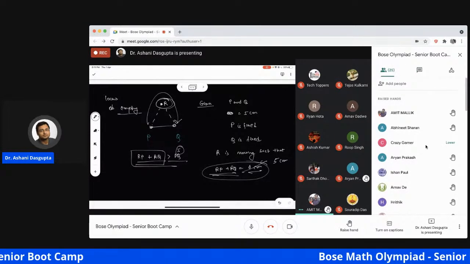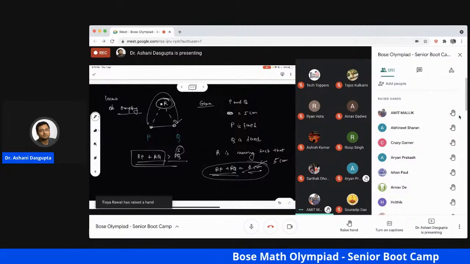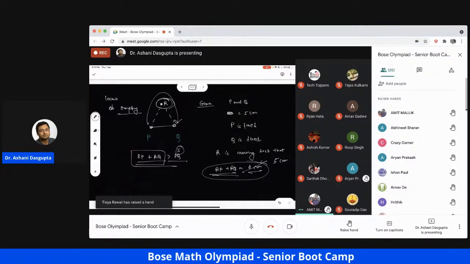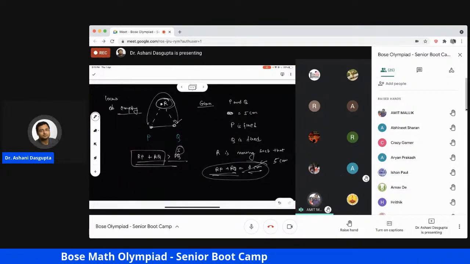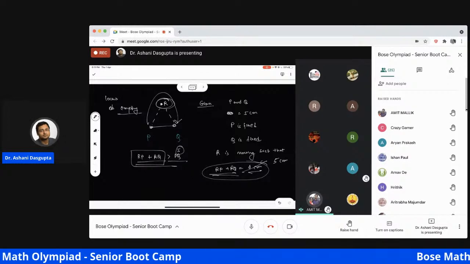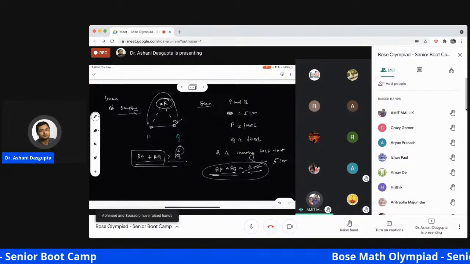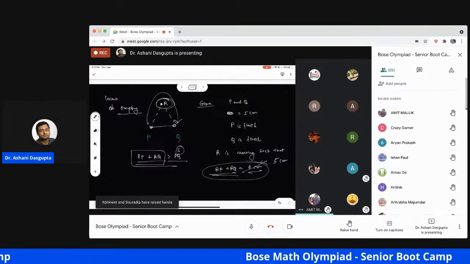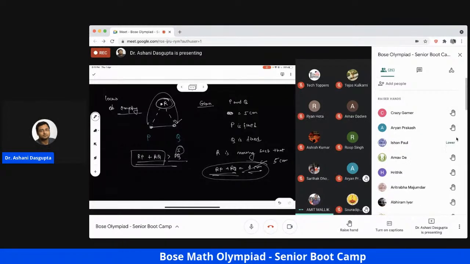I'll go to another person. Let's say Srinja. Yes, Srinja, go ahead. Sir, empty, because the sum of lengths of two sides of a triangle cannot be equal to the third side. It will be greater. Okay, let's go to another one.